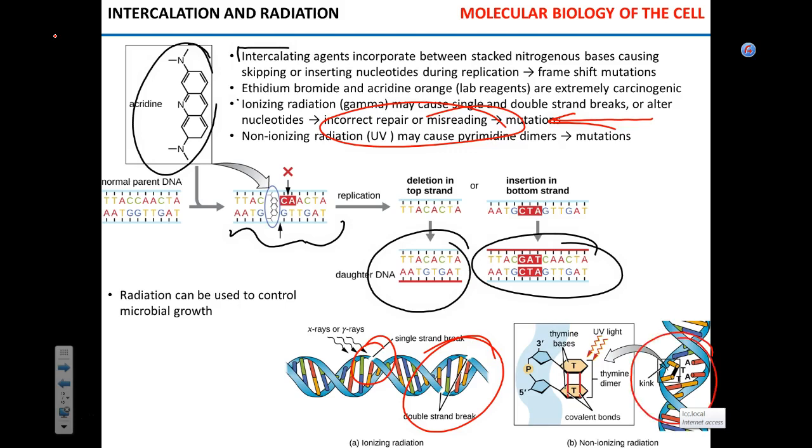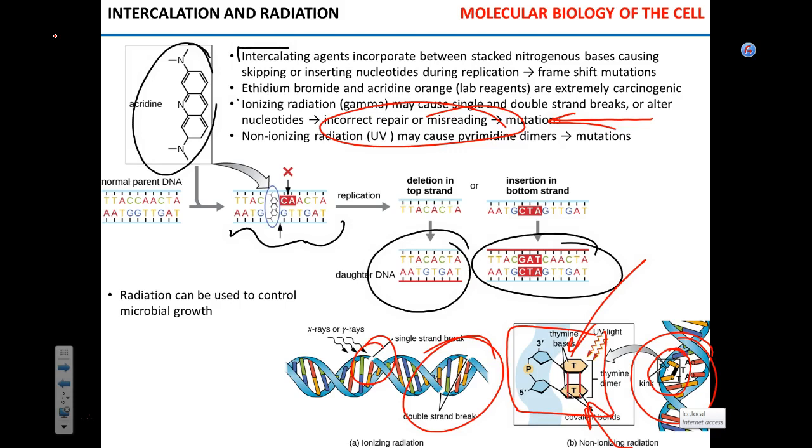Non-ionizing radiation, like UV, doesn't break the strands, but what it does, it forms pyrimidine dimers, two adjacent residues of, let's say, thymine, okay? They link to each other, and obviously, when these guys are linked, there's going to be a misreading during the replication, okay? Now, before we finish, a few things.